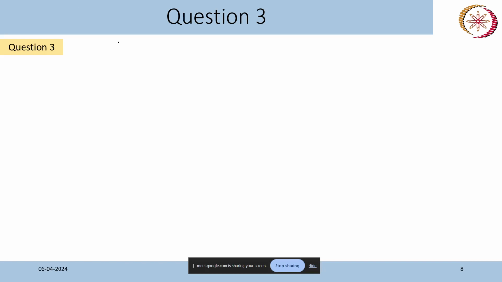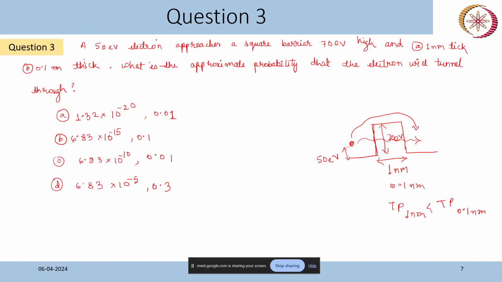So how will we calculate the tunneling probability? The exact equation for the simple square barrier, the tunneling probability, can be calculated. I think those were also discussed in the lectures, so I will not go through them again. I will use an approximation, because the question is to calculate the approximate probability.